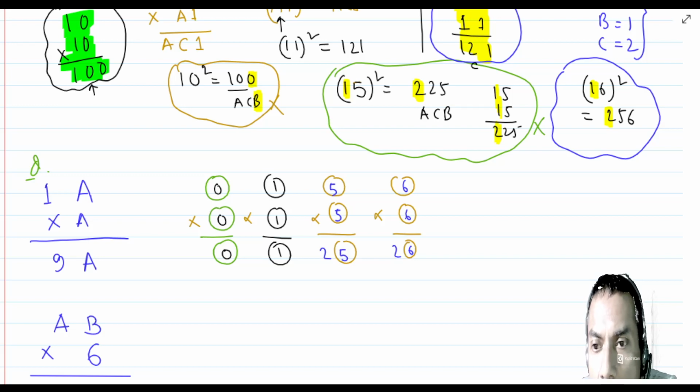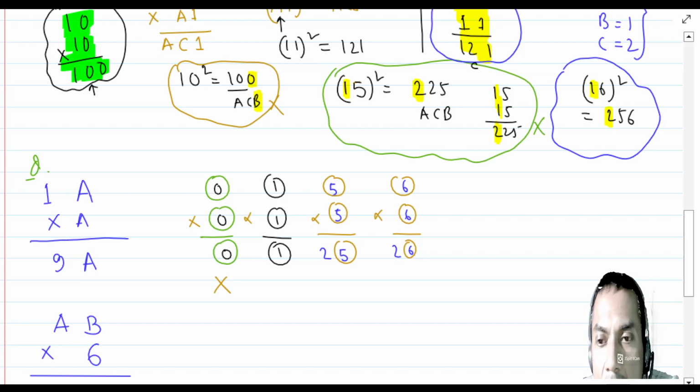Now we check. If I consider A as 0, what will happen? For A we can consider that, that is okay, but if we multiply 10 into 0, we get 0, so it is not possible. Next, if I replace A with 1, it will be 11 into 1, which gives 11. But 91 is the correct answer, so we cannot consider 1.